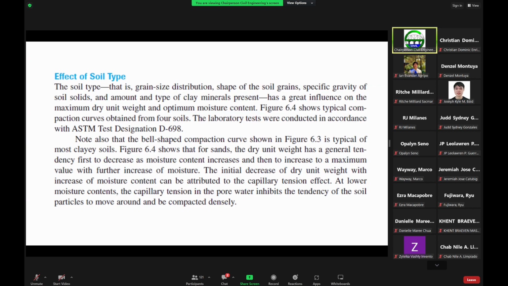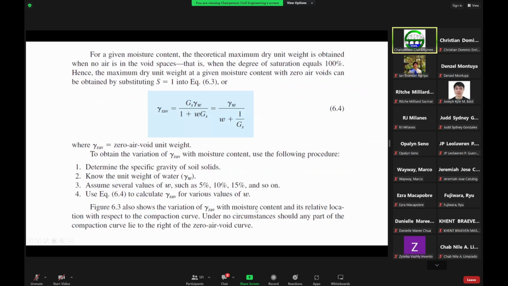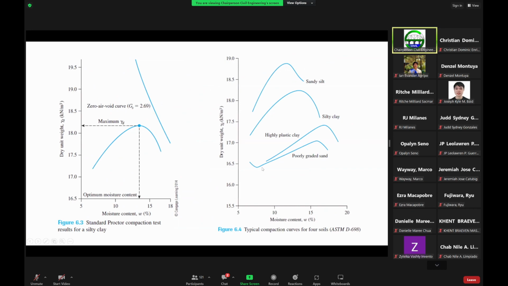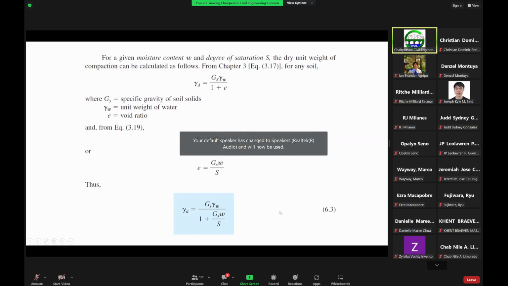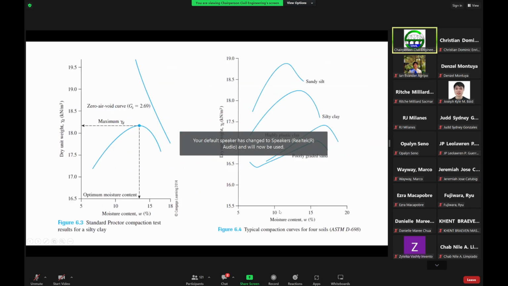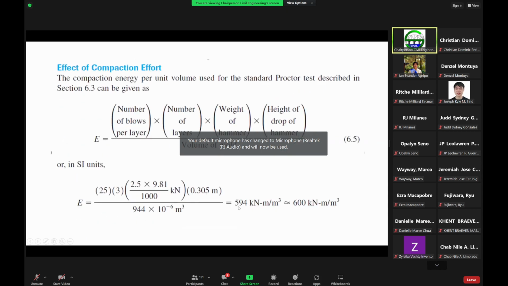So the amount of water content added to the soil during compaction is very important. If you go back to the figure, this initial decrease in the dry unit weight is because of the capillary tension effect in the case of sands, before the dry unit weight increases as the moisture content increases. So that's the effect of the soil type.